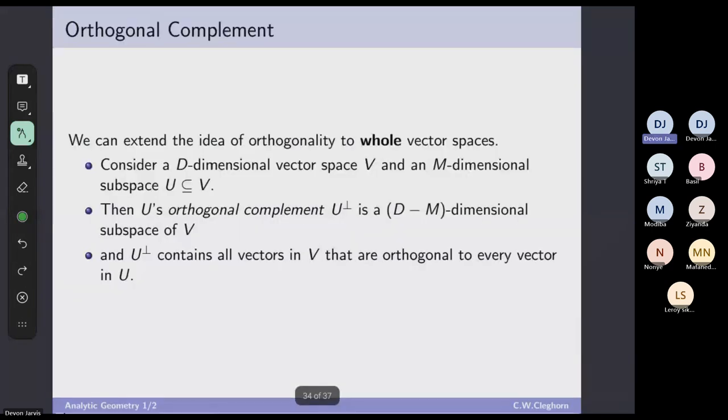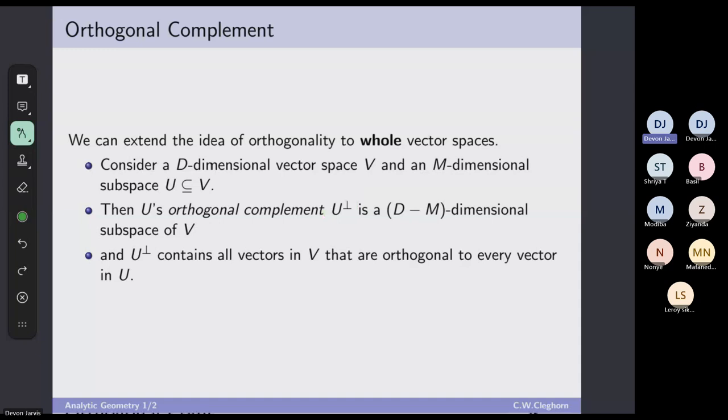Cool. And so that's why we want orthonormal bases. And so we can extend the idea of orthogonality to entire vector spaces. Okay, so if we consider a d-dimensional vector space V and an m-dimensional subspace U, okay, so we've gone through this notation, then U's orthogonal complement is a d minus m-dimensional subspace of V. And this orthogonal complement contains all vectors of V that are orthogonal to every vector in U.